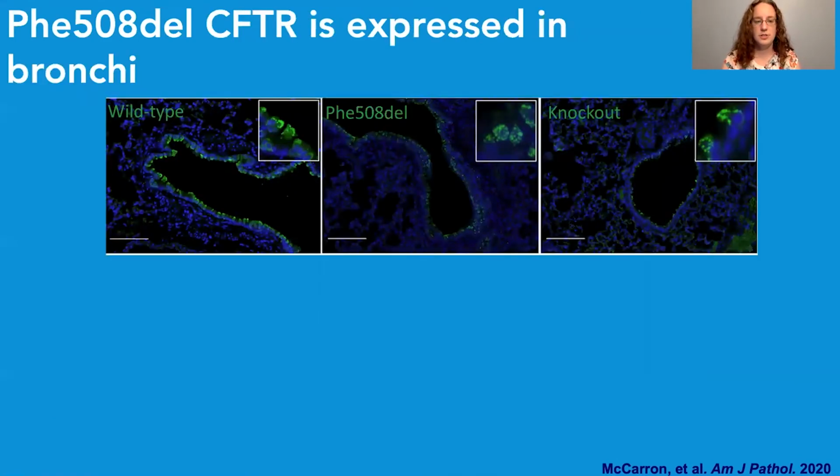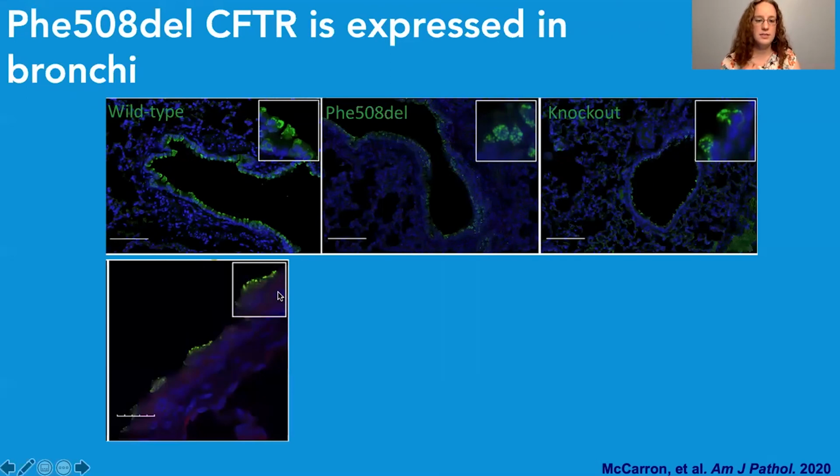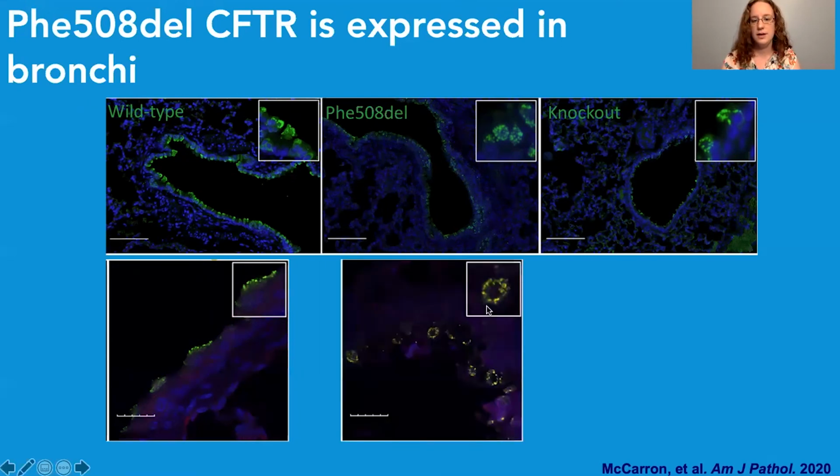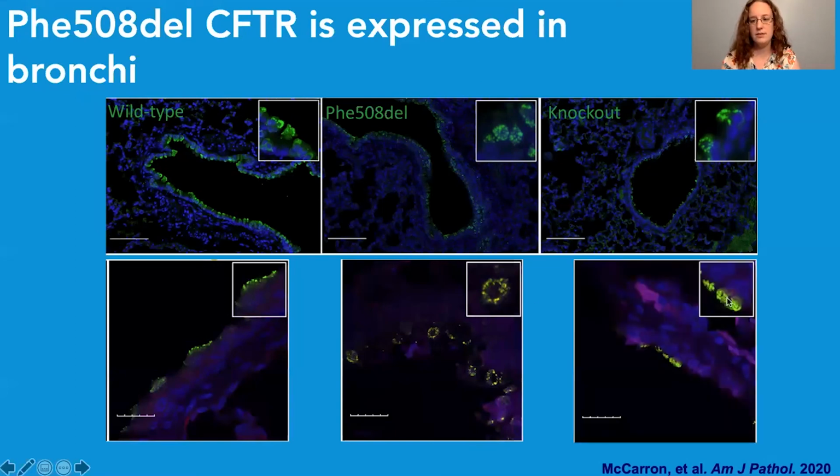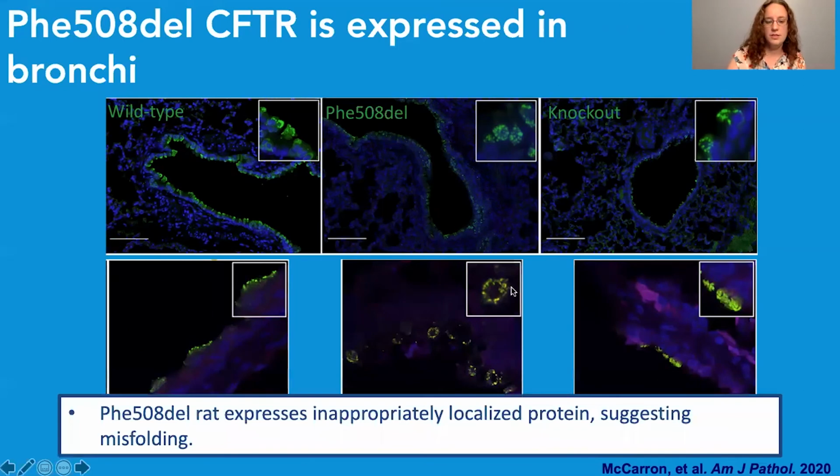They also looked at protein expression in the airways. In this case, the immunohistochemistry indicates CFTR in green. You can see in the wild type, there's plenty of CFTR staining throughout the airway, whereas in the F508del, zoomed in, the intensity is less, similar to the knockout. When co-expressed with a lysosomal marker, we can see that the wild type CFTR is preferentially expressed at the apical surface of the airway, whereas the F508 and the knockout CFTR is primarily lysosomal. So this indicates that the F508del rat expresses inappropriately localized protein, suggesting the type of misfolding that's seen in the human data.